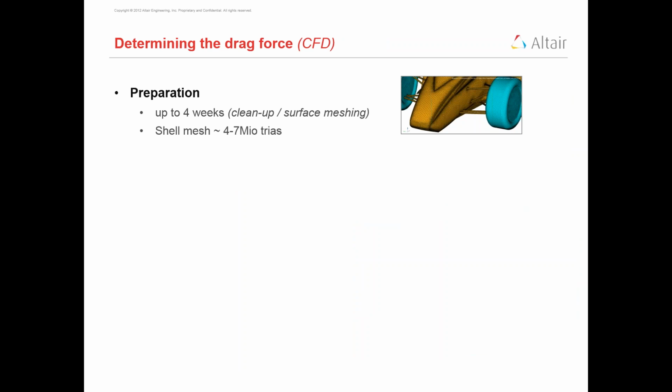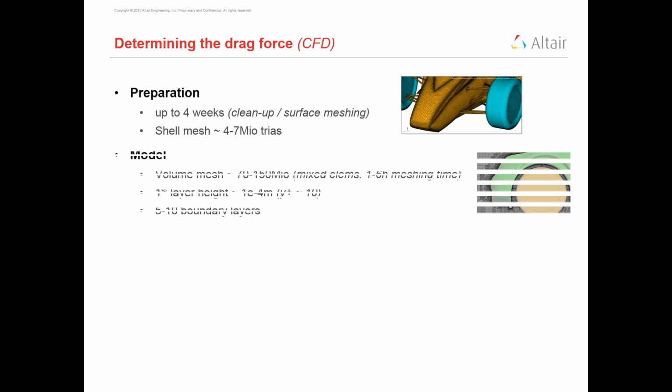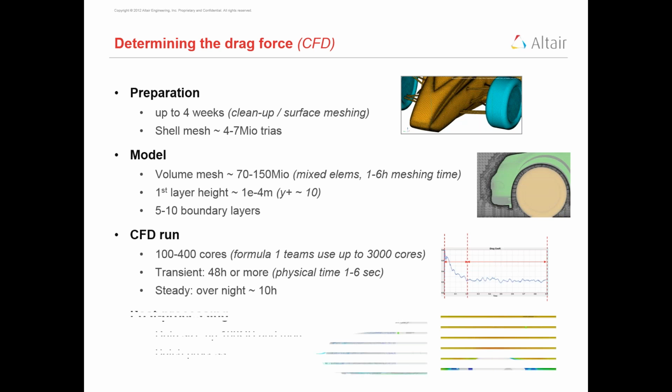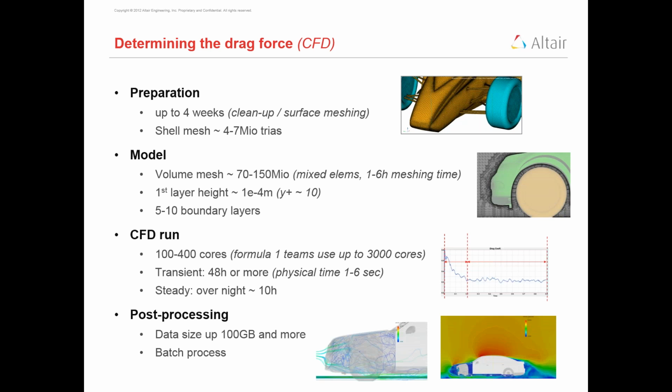Normally, this is just for a Formula race car. I have just prepared it for the Formula race car, so don't go by the timings. Preparation normally takes around 4 weeks to clean up the surface of a car and do the surface meshing, because normally the geometry given is very bad. That is around 4 to 7 million elements. Then volume meshing, you can make it 15 to 25 million, which should be good enough. Then make sure that you have 5 to 10 boundary layers.